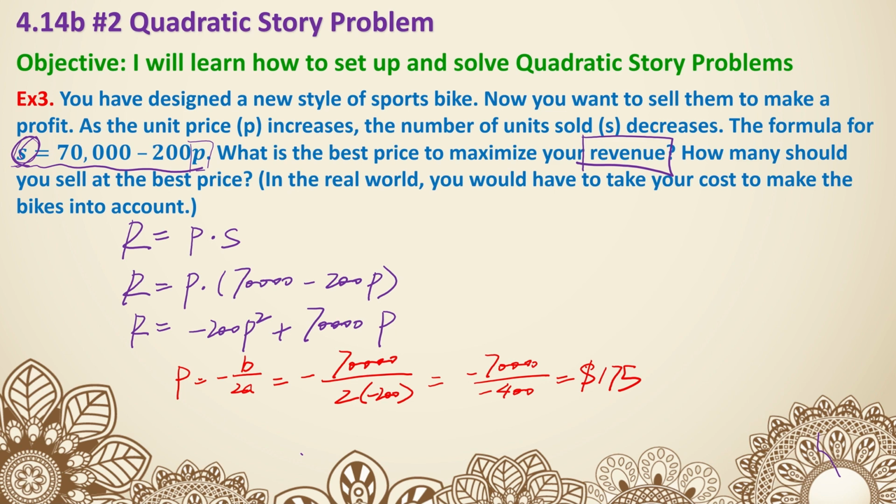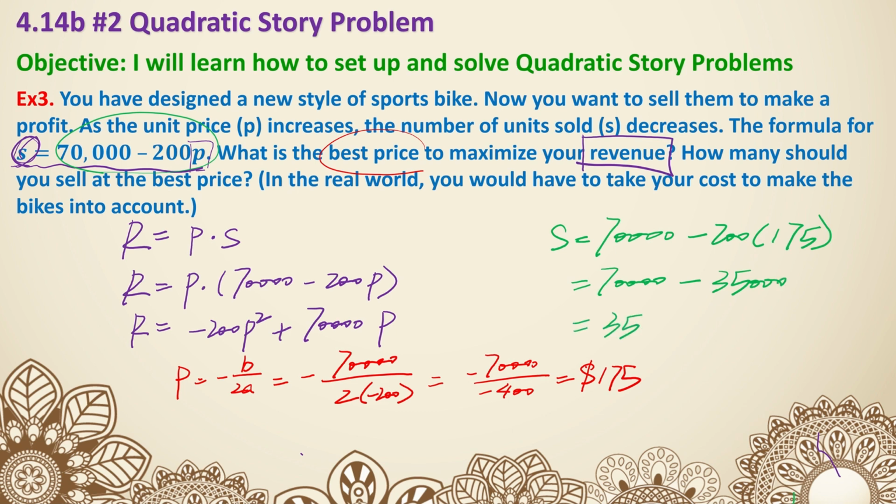Next, the question is not only asking for the unit price. We just found the P. We now need to find how many you should sell at the best price. So there are 2 parts of the question. First is asking for the best price. We just found that. Now we need to find the unit sold. So we're going to need to find S, which is given again 70,000, and you're putting it back, subtracting 200 times 175. That is 70,000 minus 35,000, which means the unit sold is going to be 35,000 units.